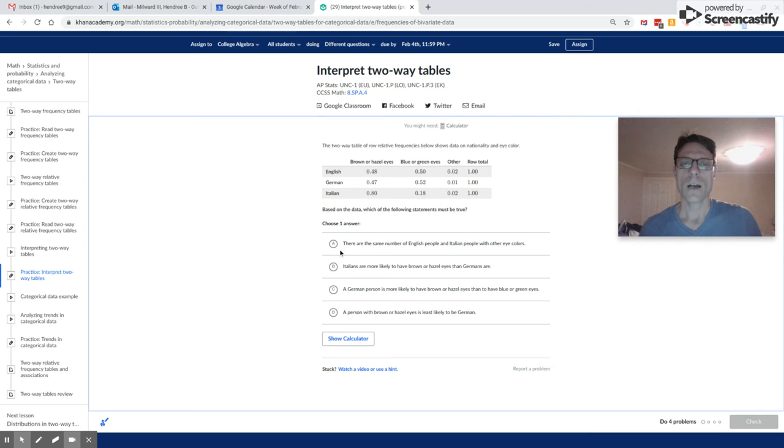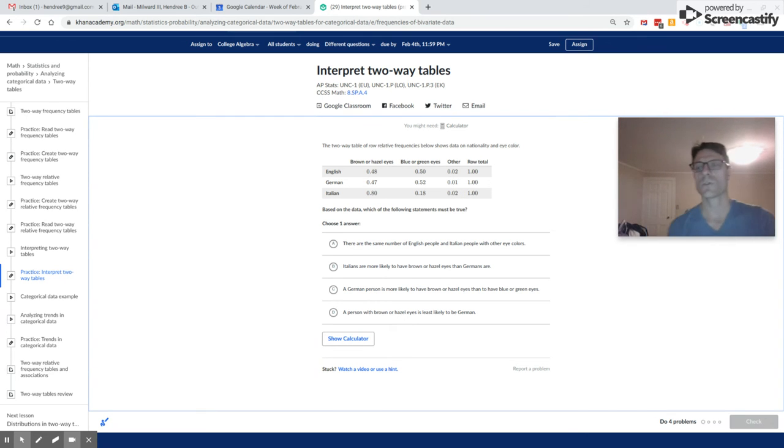So, statement A. We're trying to find a true statement, and we just go statement by statement. There are the same number of English people and Italian people with other eye colors. So we go to the other column for eye color and look at the English people, that's 2%. And we look at the Italian and that's 2%. Now, the statement isn't true.